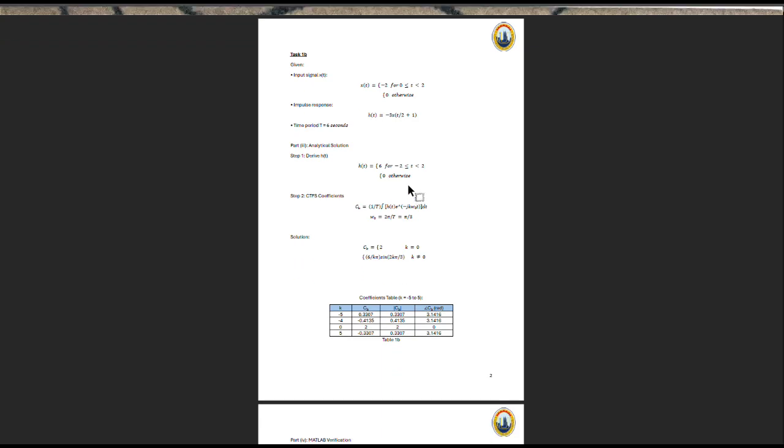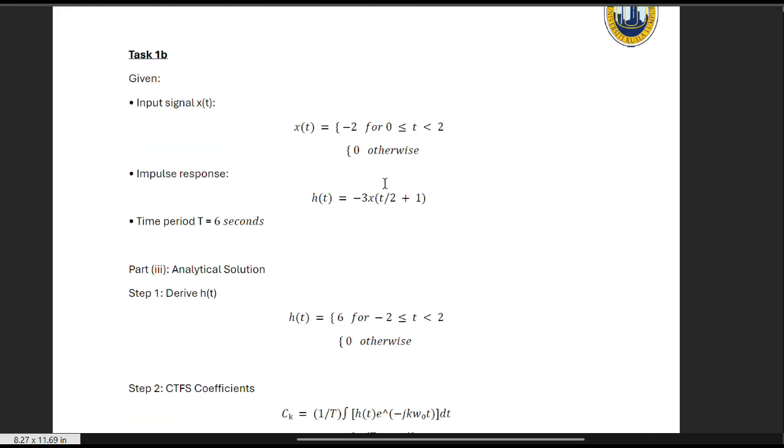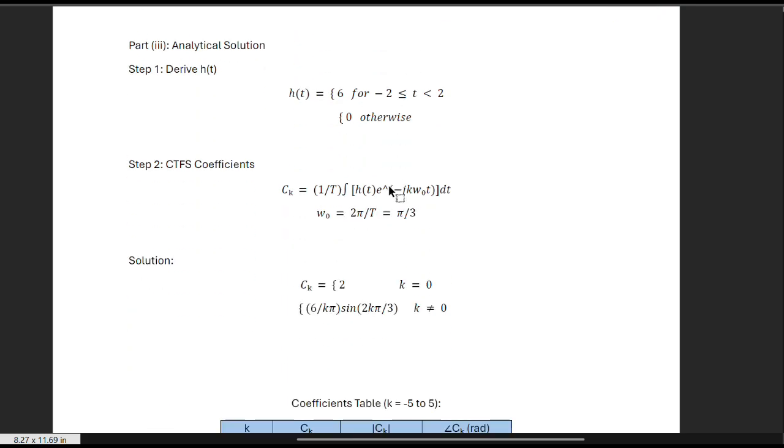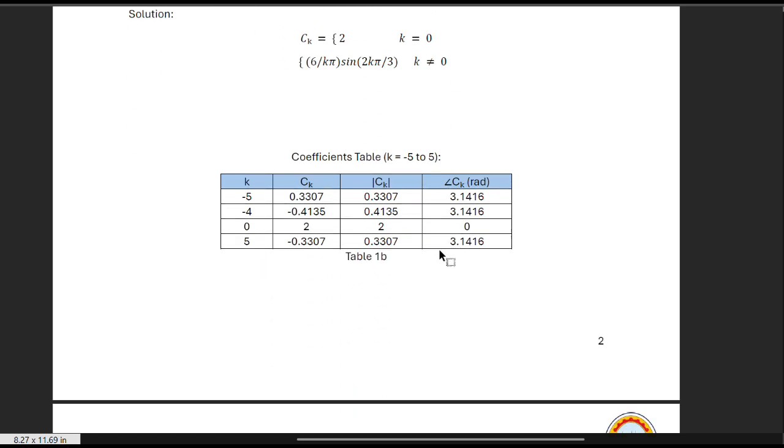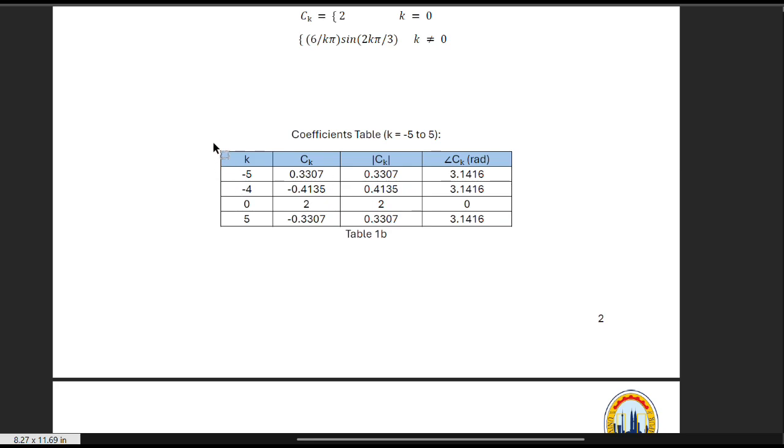For task 1b, all the equations we get from task 1a, and the last equation will be ck equals 2 for k equals 0, and 6 over kπ sin(2kπ over 3) for k not equals to 0. So this is the coefficients table.